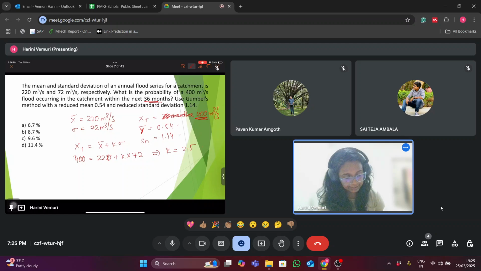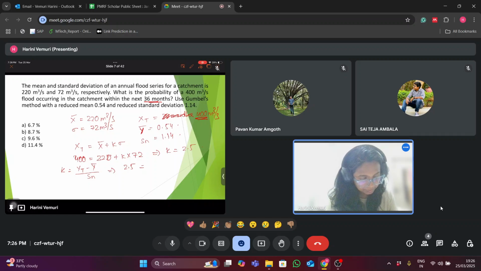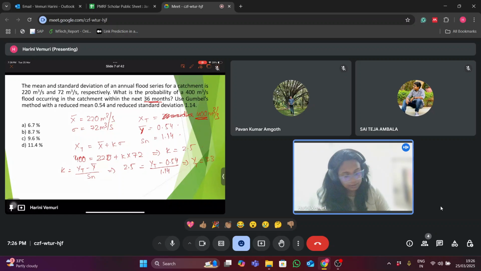So once we get k, what we will do, k equal to yt minus y bar by Sn. This implies k is, we have already found, 2.5. Yt minus y bar is, with y bar 0.54 and Sn 1.14, so by solving this we can get yt value as 3.39.